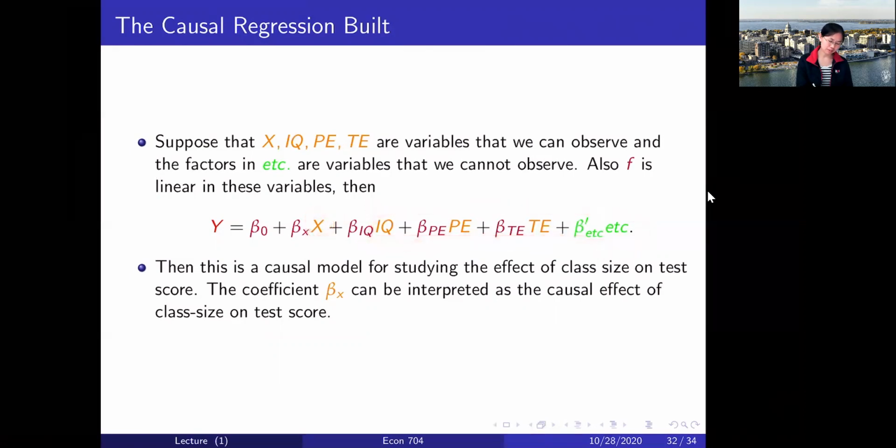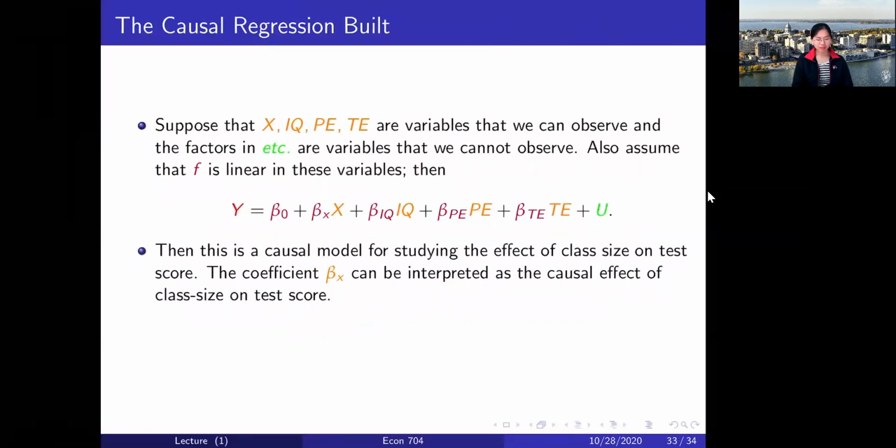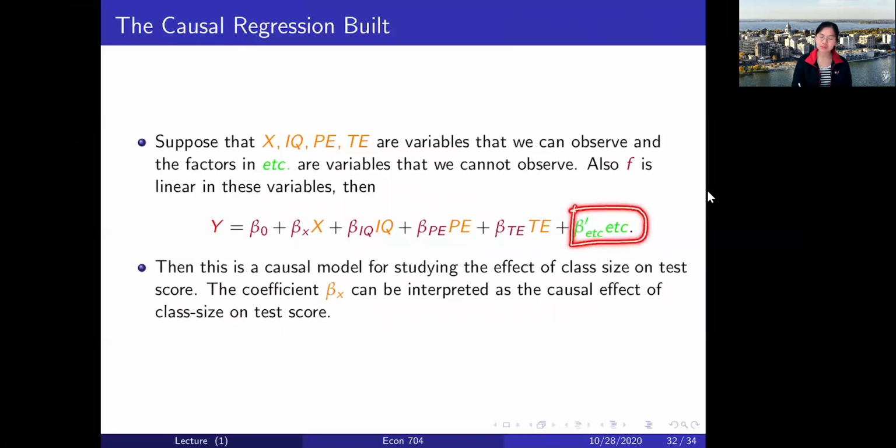It's reasonable to imagine increasing or decreasing class size, holding these other factors constant. And therefore, this beta x is the quantity that represents how that change affects y. And this beta x is the causal effect of x on y. Now we have the causal regression already built. Since these unobservables are unobserved, there is no reason to distinguish the variable and the coefficient anymore, because the variable is not observable anyway. The whole thing is unknown.